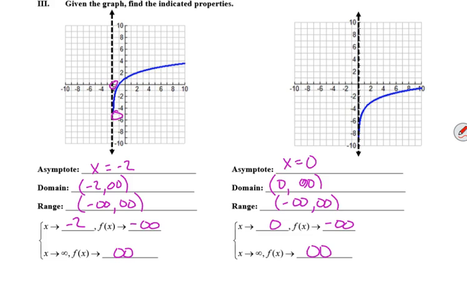Okay, and here are the answers to the last question. Again, this stuff should be pretty straightforward, but you have to be able to keep the difference in your mind between exponentials and logarithms, vertical asymptotes and horizontal asymptotes. So if you have any questions, let us know.